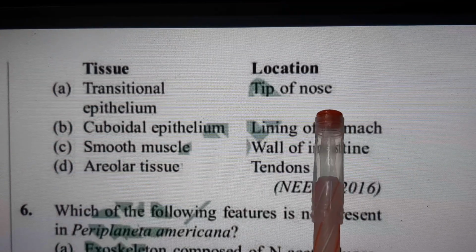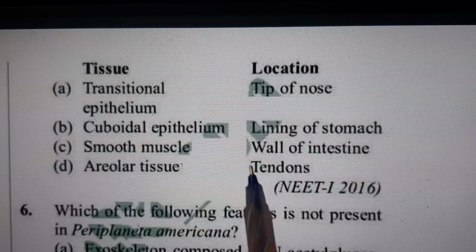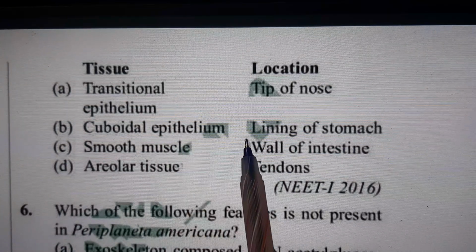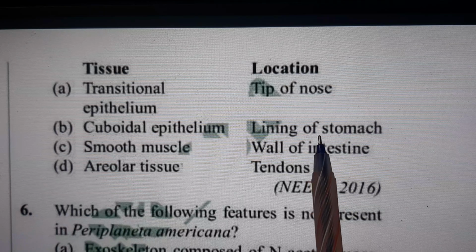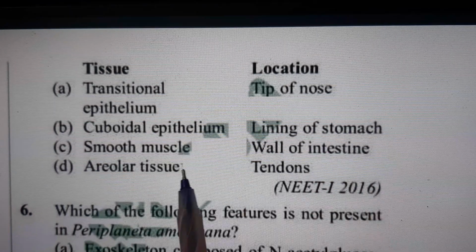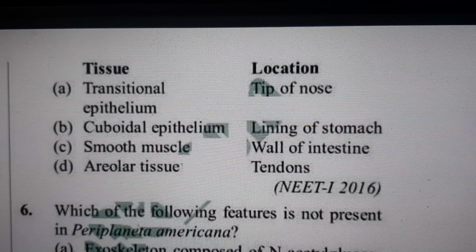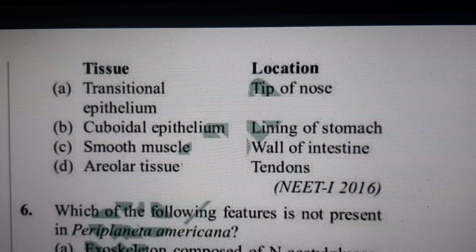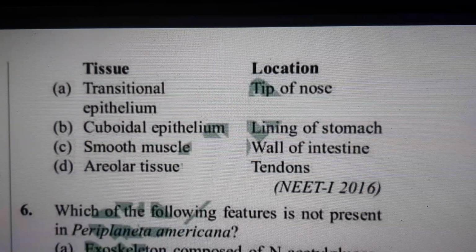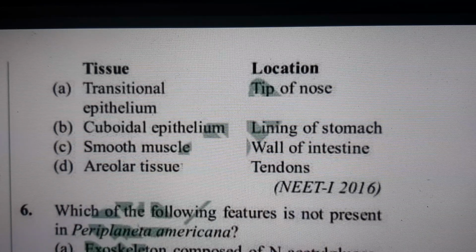The tip of the nose contains cartilage, so this could not be the answer. Then we have cuboidal epithelium in nephron, so maybe this is not the answer. While talking about option C, smooth muscles, yes, these are present in the wall of intestine. And the last option, areolar tissue, this is present under the skin, not tendons.